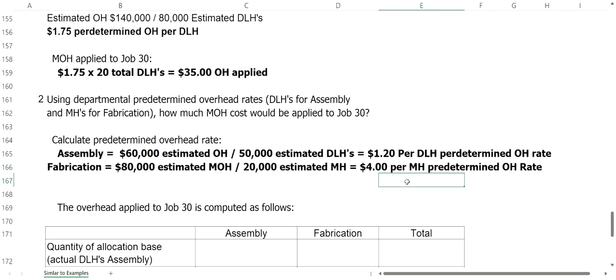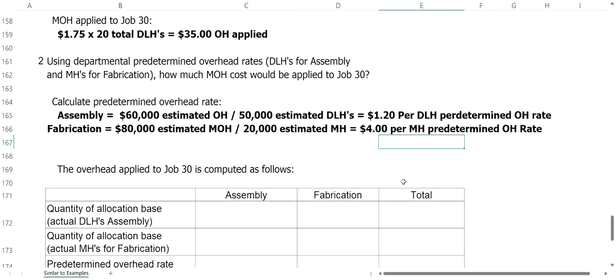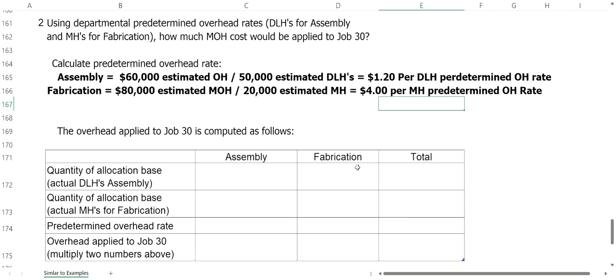So when each department has their own overhead rate, you do have to do step one for each of them. So in this case, I had to do it twice because I had two departments. Now to apply it, I'm going to have to apply it separately. Okay, that will be our next step here. So remember, when I apply it, I take the actual activity and multiply it times the predetermined overhead rate. So I just made a little chart here to do it.